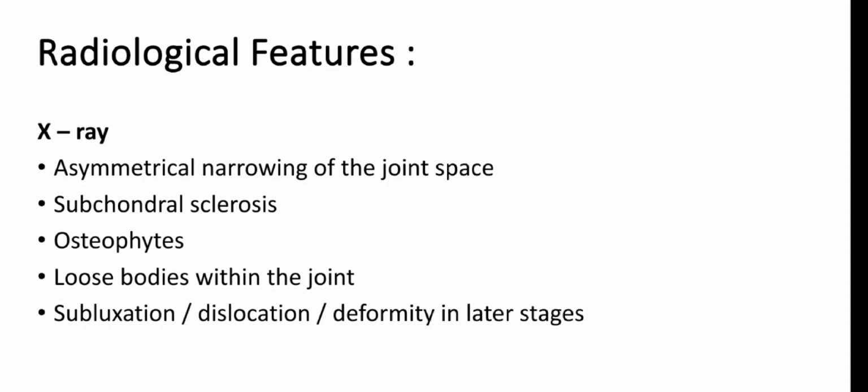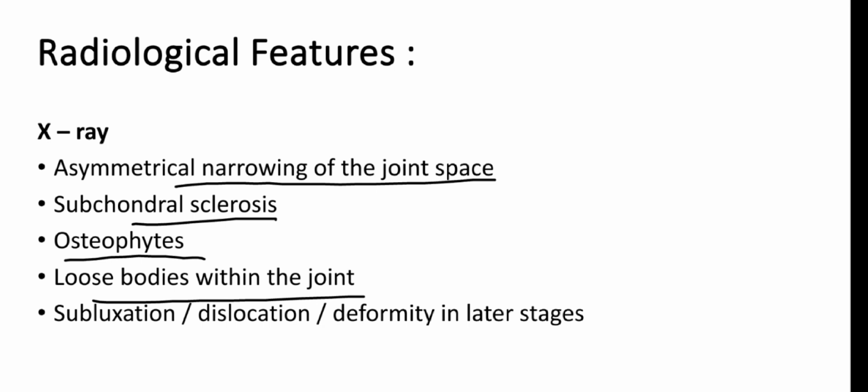Radiological features: on X-ray you will be able to see asymmetrical narrowing of the joint. The joint space will decrease and there will be rubbing of the joint. There will be wear and tear of the joint. Subchondral sclerosis will take place, that is, eburnation is seen in the joints. There will be osteophytes seen at the edges of the joint and loose bodies within the joint. Eventually there will be subluxation, dislocation and deformities in the later stages of bone destruction.